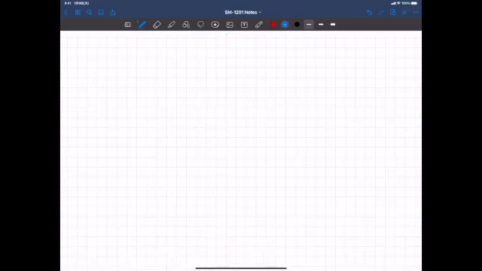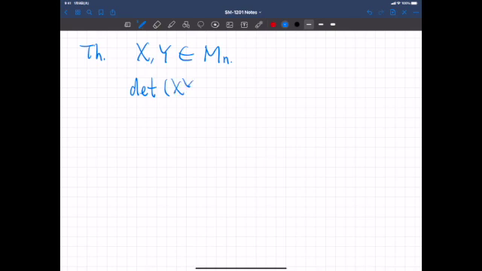Okay, here's another important theorem about determinants. Let's say x and y are n by n matrices. Then the determinant of xy, the determinant of the product between x and y, is actually equal to the product of their determinants. Okay, so let's prove this.